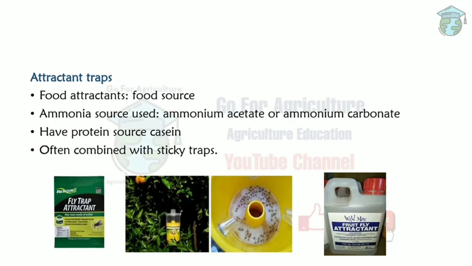Next are attractant traps. In these attractant traps, a food source is used, like ammonia. Mostly ammonia is used, in the form of ammonium acetate or ammonium carbonate. In the picture you can see a fly trap attractant and a fruit fly attractant. These are the two food attractants which are applied to the trap, so that the food source attracts the insects and they come in and get stuck in the trap. These sources have a protein called casein in them, and these attractant traps are often combined with sticky traps also.